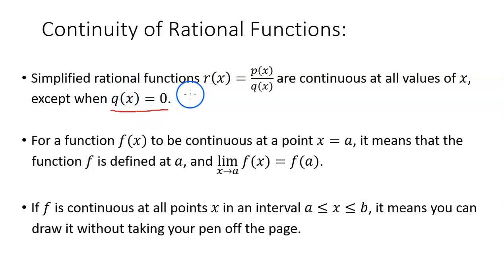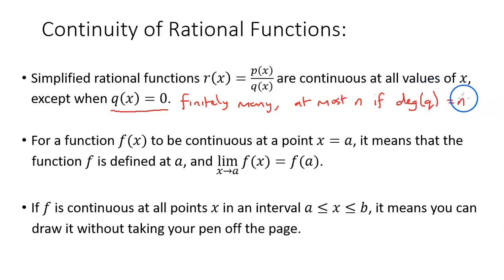And we know there are finitely many such values, at most n, if the degree of q of x equals n. There are at most n of those values. Now let's talk about what continuity actually means.